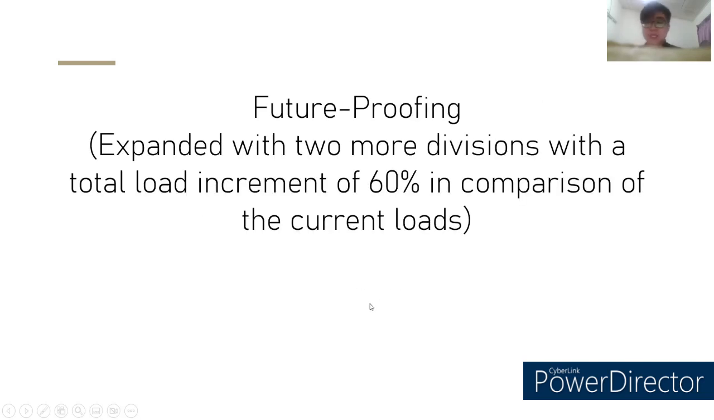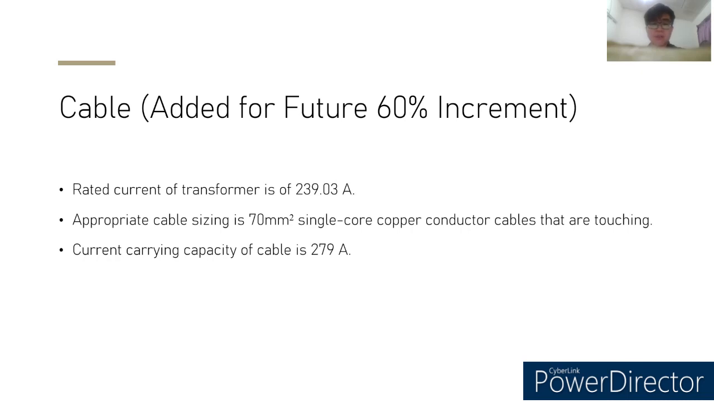And again, since we were given the task to future-proof this industrial power system, which would have a total load increment of 60% in comparison to the current loads that had been given, we have added one cable for the transformer that was added for future-proofing as well. The rated current of that transformer is 239.03 amp. Hence, we believe that the appropriate cable sizing is 70 square millimeter single core copper conductor cables that are touching. This is because the current carrying capacity of the cable is 279 ampere.